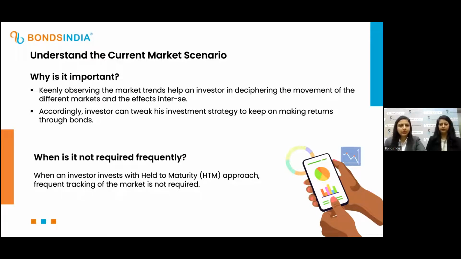Yeah, so understanding the market scenario while you're investing in bonds is extremely important, as this will help you to understand the movement of different markets. So accordingly, you can tweak your investment strategy to keep on making returns through bonds. Having said this, assuming that the investor would hold the bond till maturity, then frequent follow-up and tracking of the market is not needed.